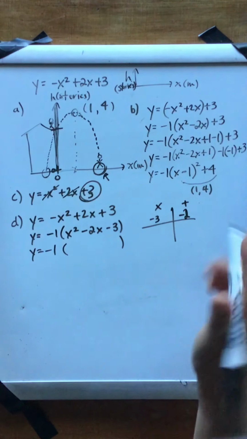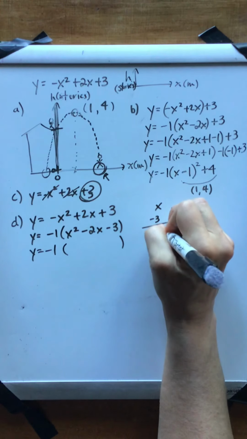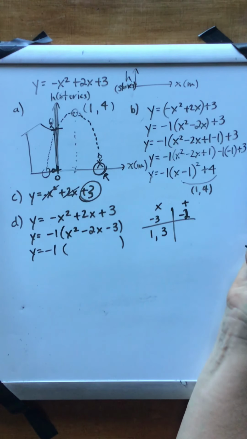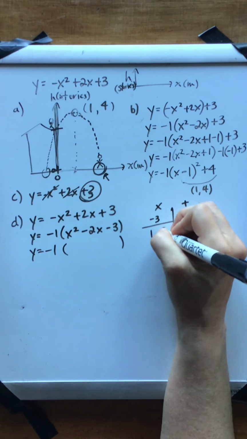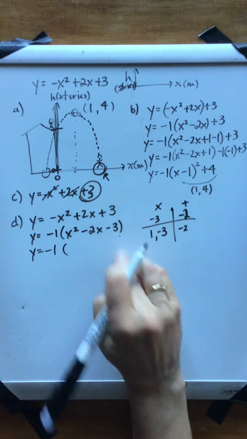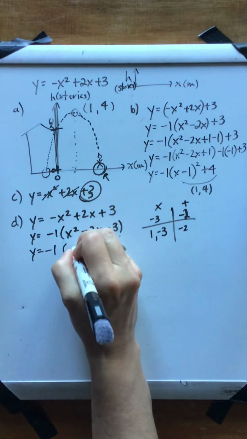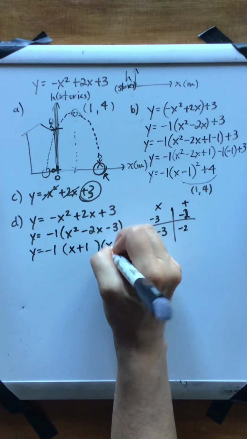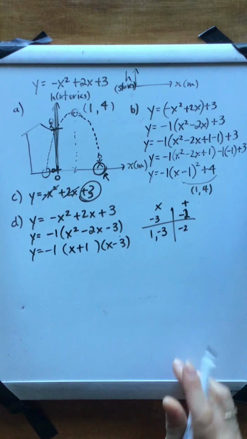Well, there aren't many factors of -3. They have to be 1 and 3. And when we add them together, they have to be negative. That means the larger of those two is going to have the negative value. So we can factor this into x plus 1 and x minus 3.